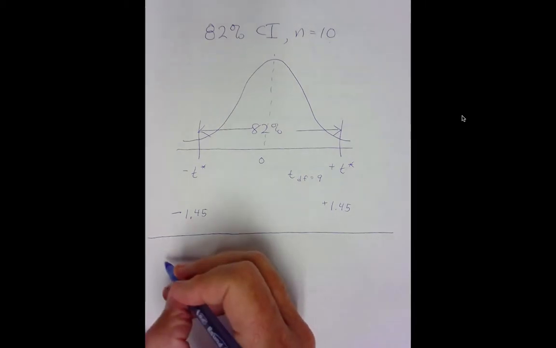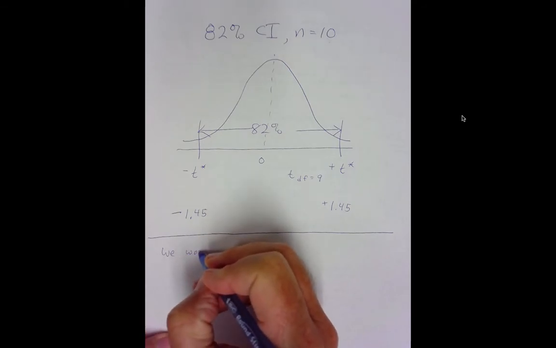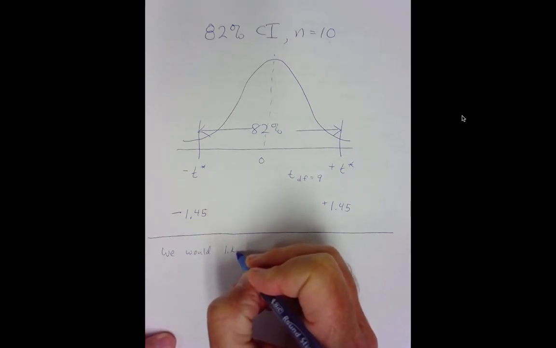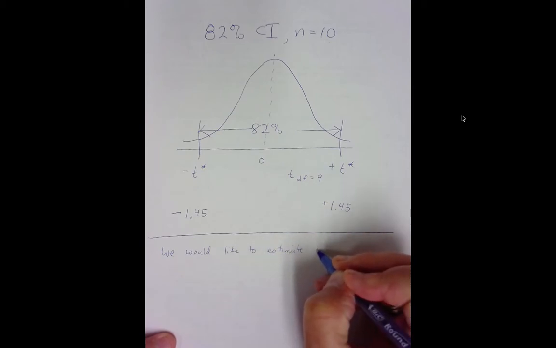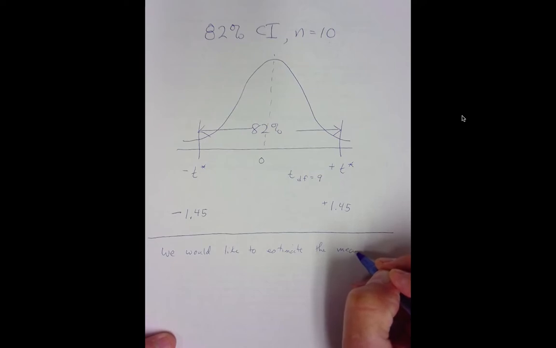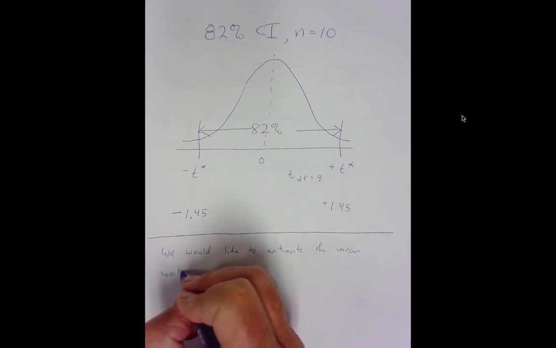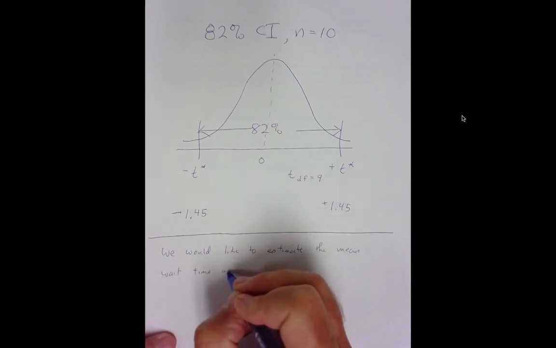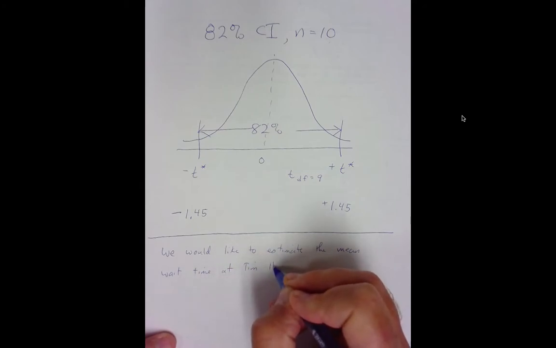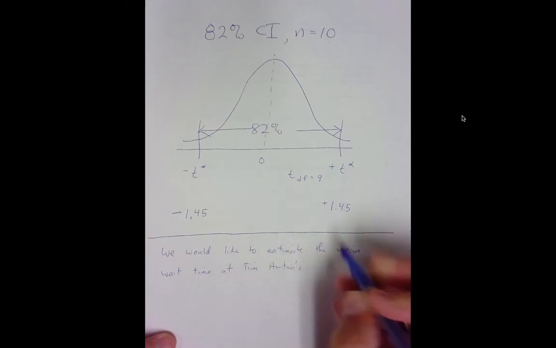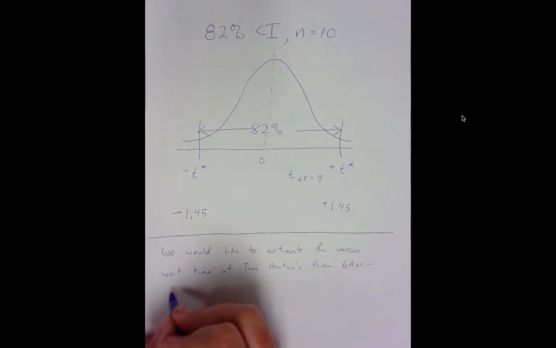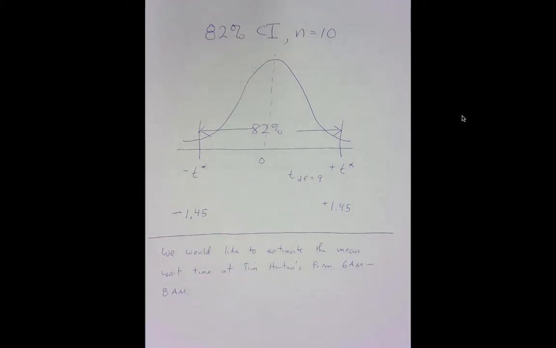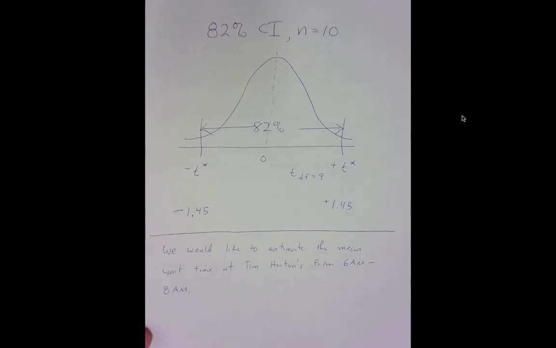So we would like to estimate the mean wait time at Tim Hortons from, let's say, 6 a.m. to 8 a.m. I don't even know what time they open up, but from 6 a.m. to 8 a.m. So what do we do?